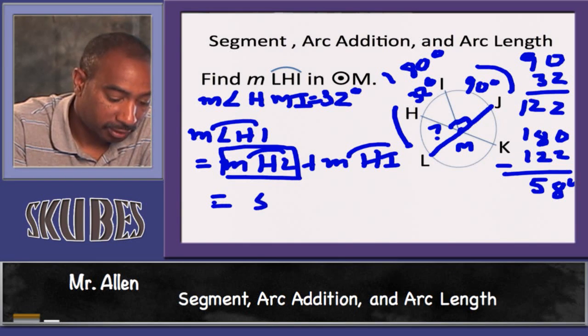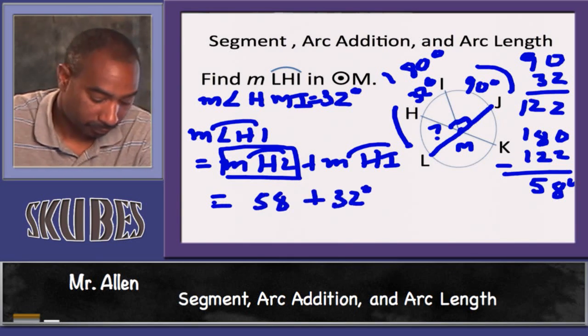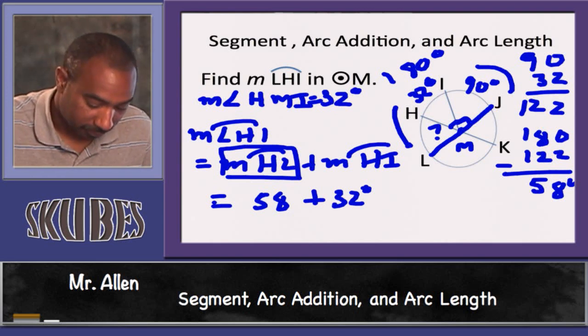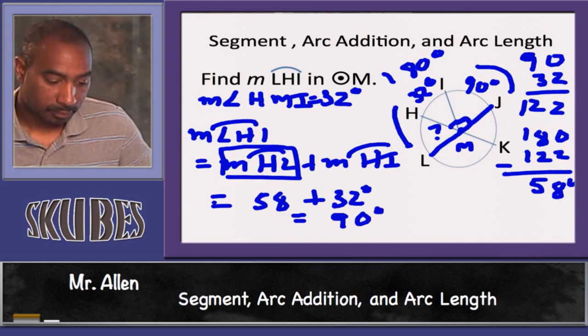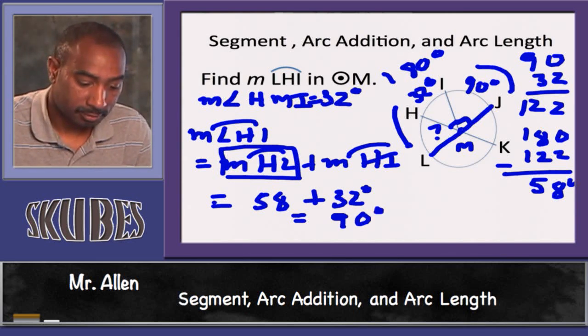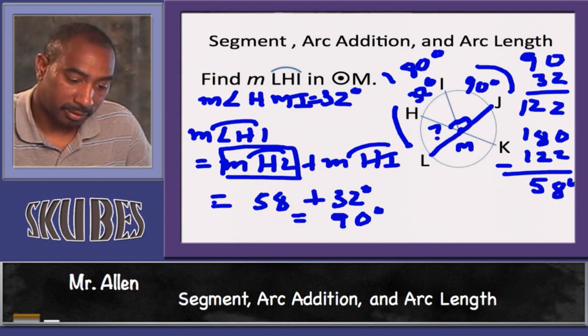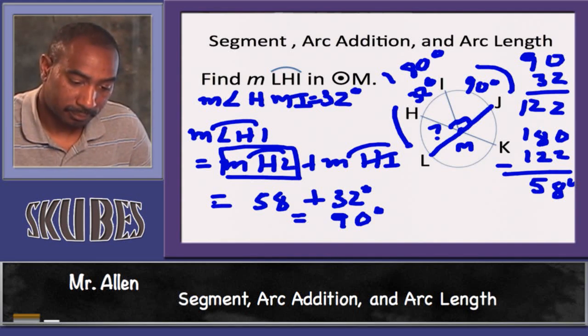So we know this is 58. We were given that this is 32. And if you add that up, you're going to get a sum of 90. So that's how that works. So that arc has to be 90 degrees.